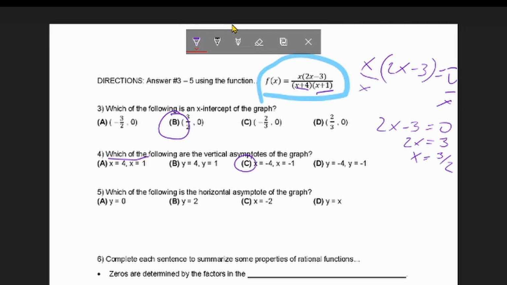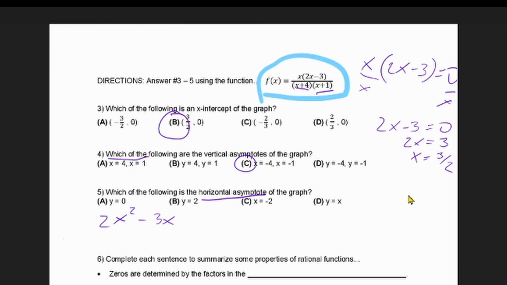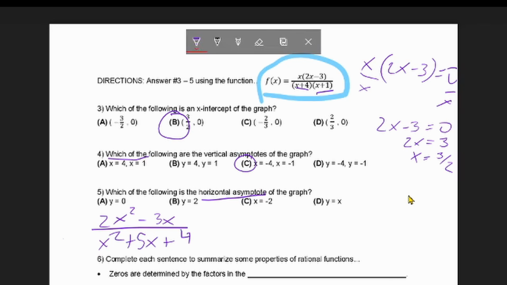Which of the following is the horizontal asymptote on the graph? For this, we do have to expand this out. So we'll have 2x squared minus 3x over x squared plus 5x plus 4. For horizontal, either the denominator has the higher power or the denominator and the numerator are the same power. In this case, we have x squared in the denominator and 2x squared in the numerator.